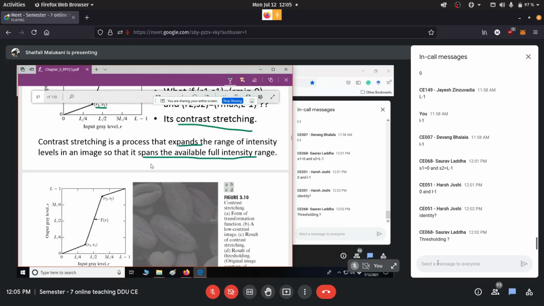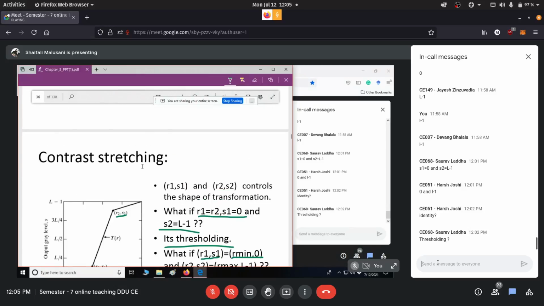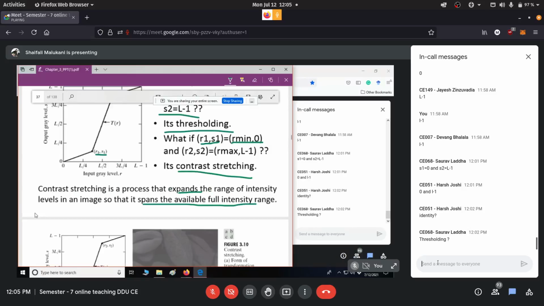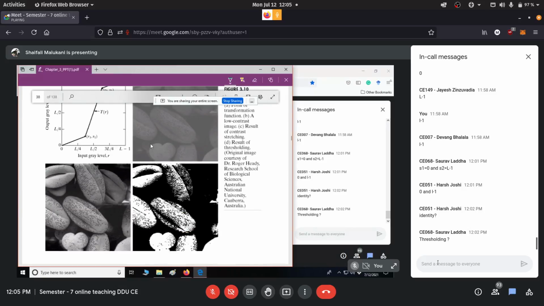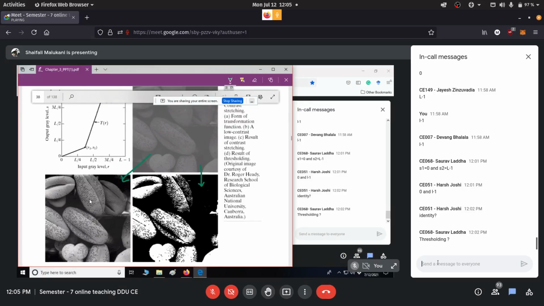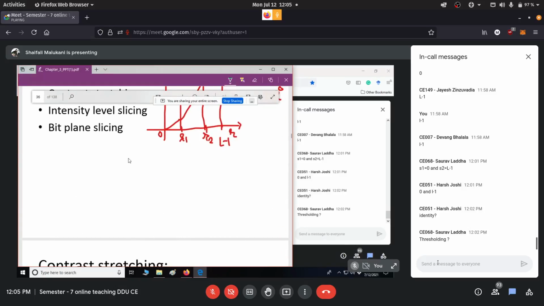Is it clear, everyone? So this is what you are also going to perform in the laboratory: contrast stretching. You will take a low contrast image, and you will enhance it. So this is that operation, contrast stretching, and this is thresholding. We will perform this. Will you be able to find out the equation?